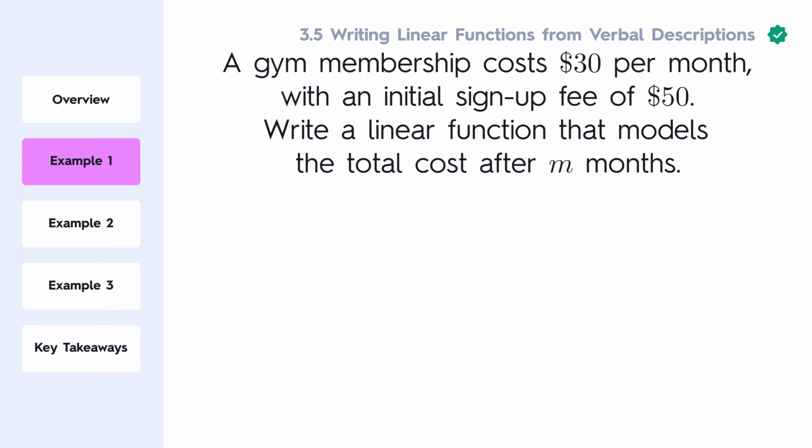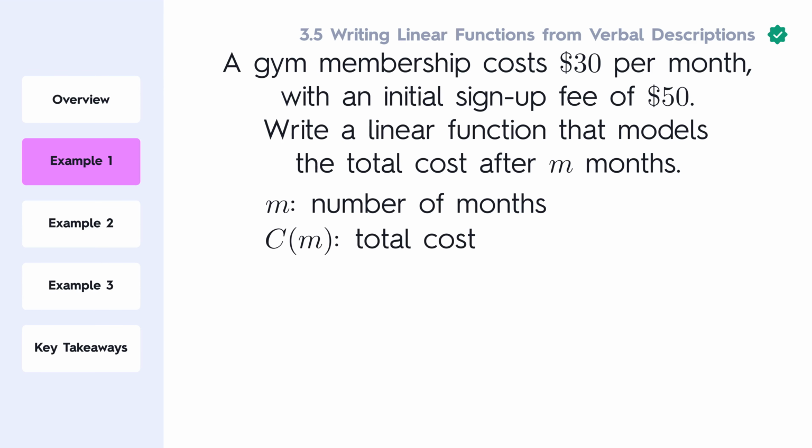First, let's define the variables. M represents the number of months you've been a member and C of M represents the total cost after M months. So, we want to find the total cost C of M as a function of the number of months M. Next, what's the monthly cost? That's the recurring part of the payment, $30 each month. So, the slope of our line, which represents the rate of change, is 30.